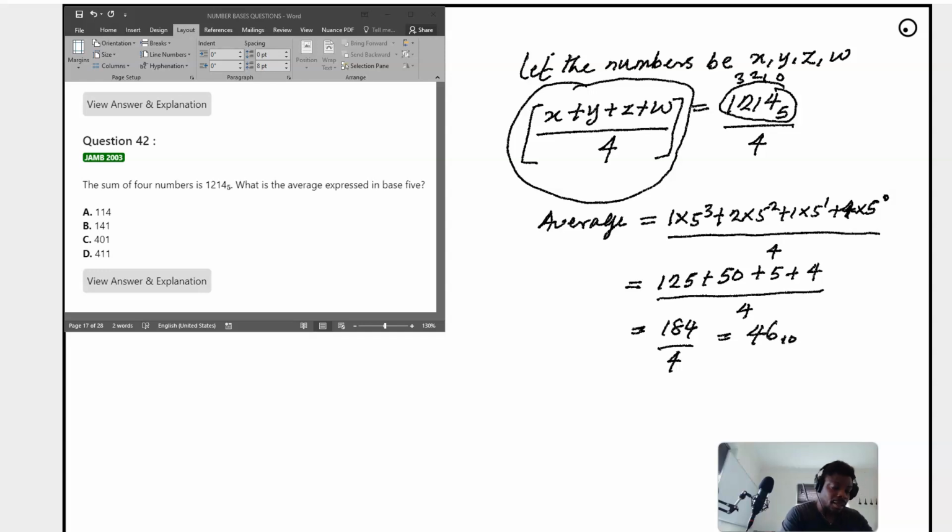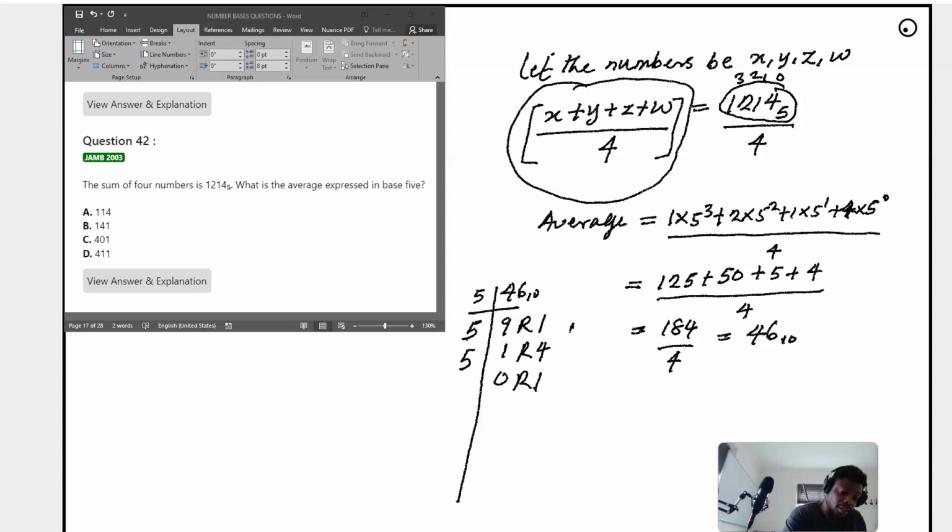This is in base 10. But remember, we need to leave it in base 5 because that is the question in base 5. So 46 base 10, let's convert to base 5. So 5 in 46, that is 9, remainder 1, which is 45. 5 here, 1, remainder 4. 5 here, 0, then I'll put 1 here.